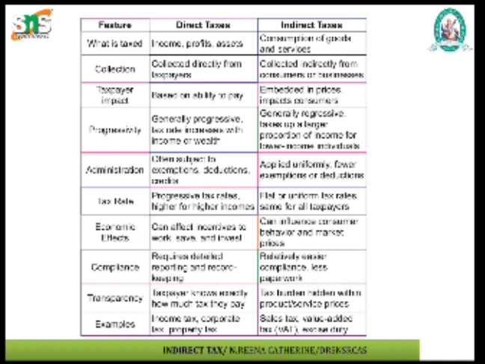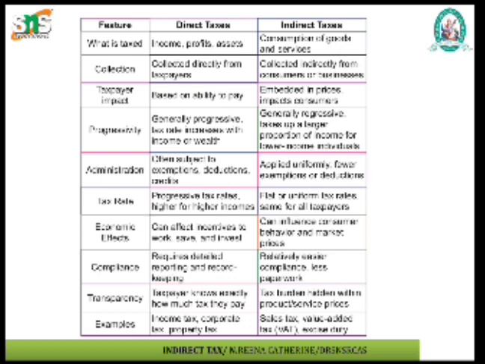In the first column, the first one: what is taxed? In direct tax, income, profit and assets are the items on which the tax is levied. In indirect tax, the consumption of goods and services is taxed. The second one is collection. In direct tax, it is collected directly from taxpayers. In indirect tax, it is collected indirectly from consumers or businesses.